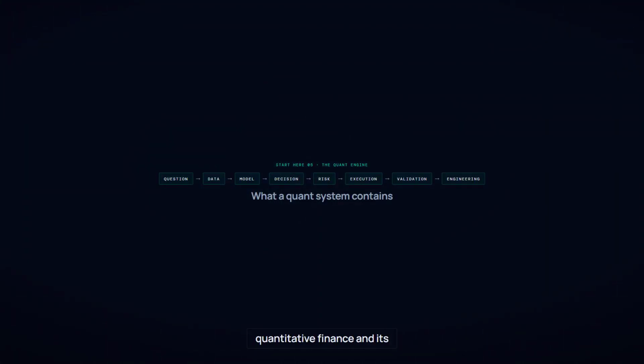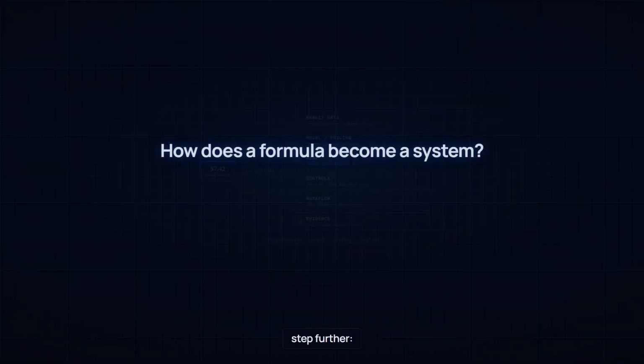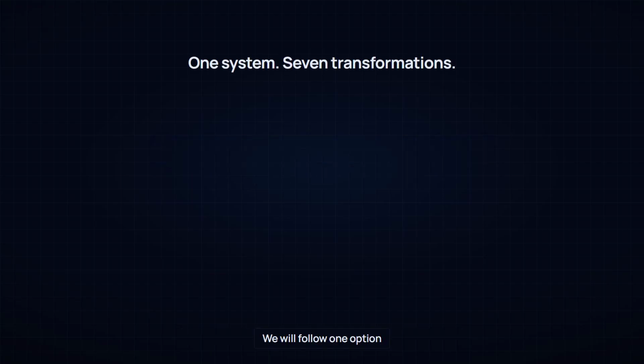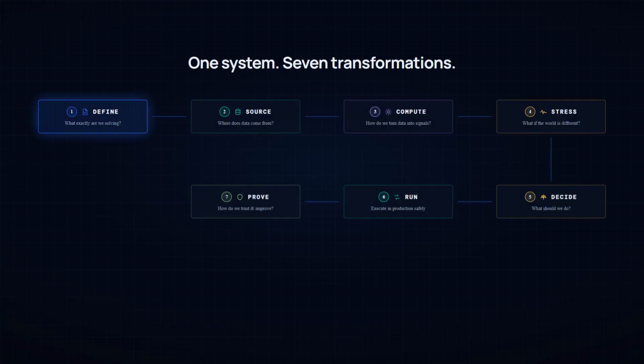The previous videos mapped quantitative finance and its learning path. Now we move one step further, from a financial idea to a controlled production system. We will follow one option pricing system through 7 transformations: define, source, compute, stress, decide, run, prove.